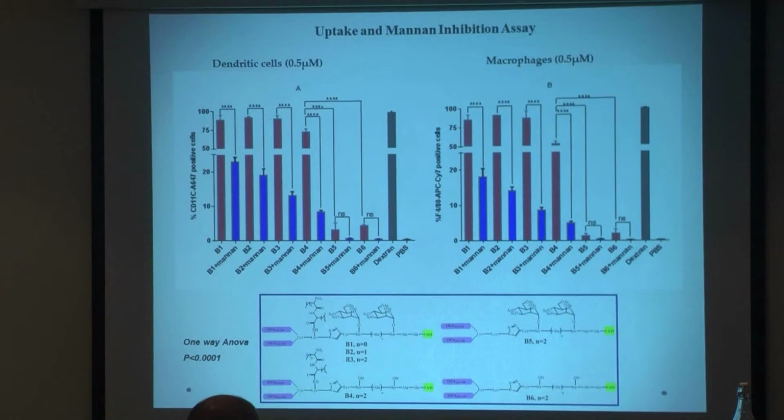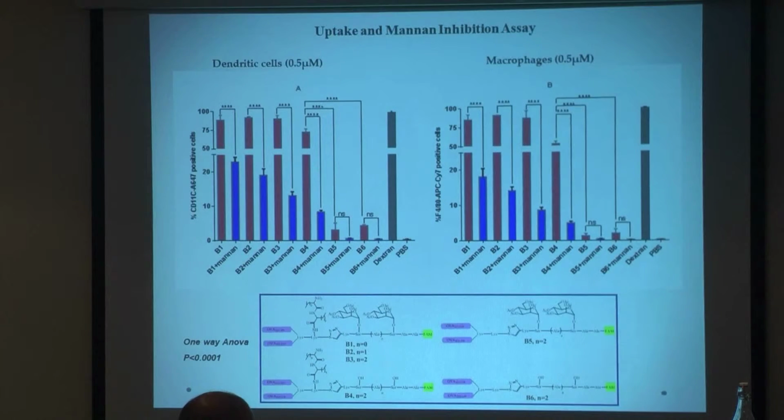splenocytes, because they are a good source of dendritic cells and macrophages. If you look at these graphs, they show that in the dendritic cells the uptake was quite high for the 3 main constructs, but also quite high for the one that has lipid only in its structure.